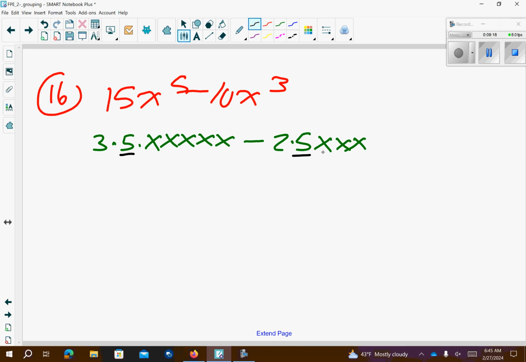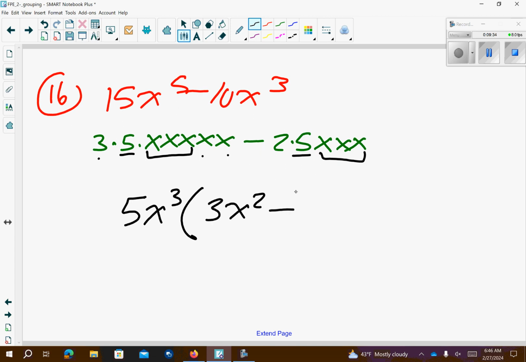And then I have, how many x's? Yeah, I got 1, 2, 3, and I got 1, 2, 3. So I'm going to bring 5xxx outside, which is 5x to the 3rd. Then I'm left with a 3x and an x, so I'm left with 3x squared inside, minus 2.